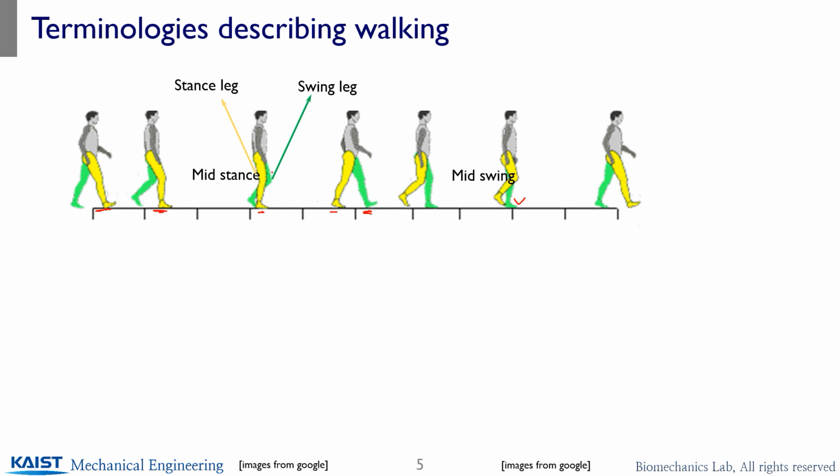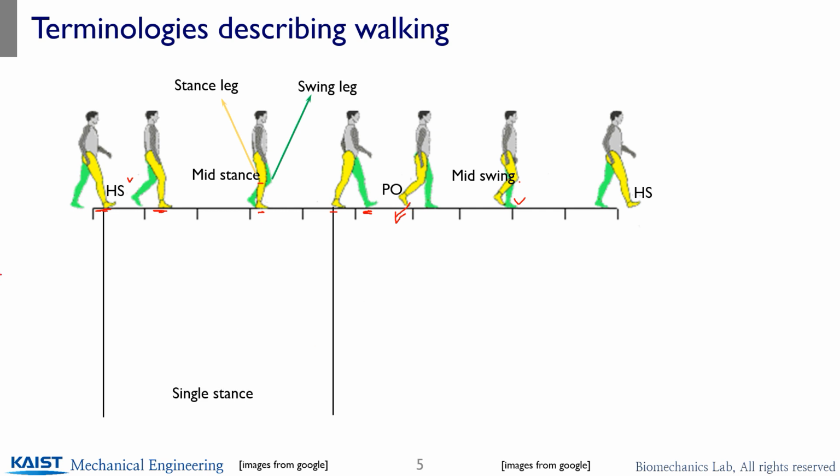At this point on the right-hand side, the yellow leg is at mid stance, and this is the mid swing phase. The stance phase actually starts by striking the heel on the ground, so we call it the heel strike moment, whenever the leg hits the ground. And then when the leg leaves the ground, its ankle actually pushes off the ground. This is what we call the push-off moment.